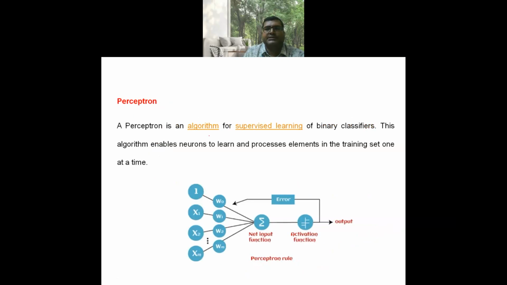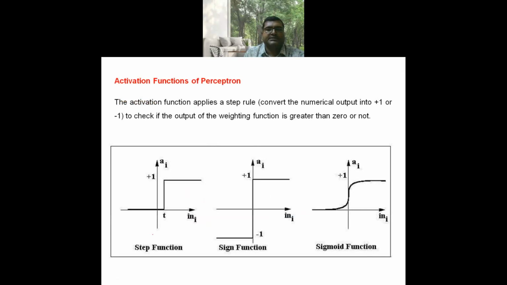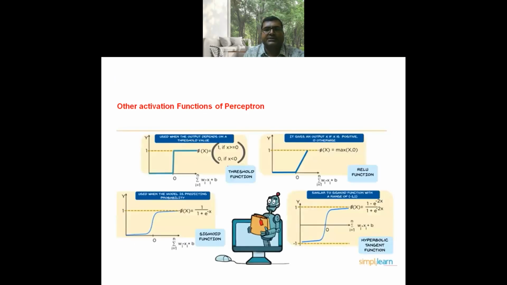Perceptron. Perceptron is an algorithm for supervised learning of binary classifiers. This algorithm enables neurons to learn and process the elements in the training set one at a time. Activation function of perceptron. The activation function of perceptron can be step function, sine function, or sigmoid function, and many other activation functions are also there. Let us check. It is threshold activation function, a ReLU activation function, sigmoid activation function, hyperbolic tangent activation function.